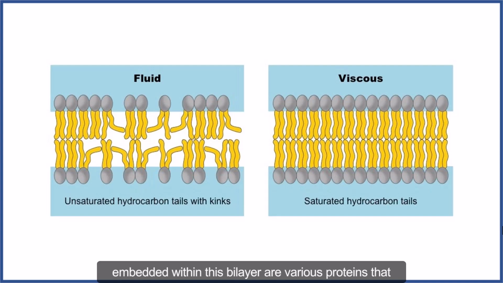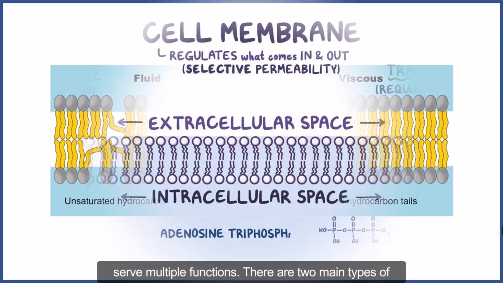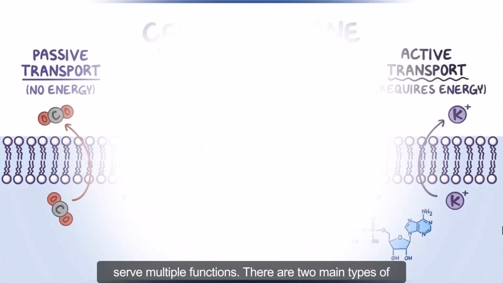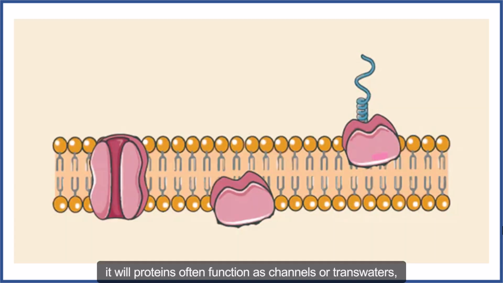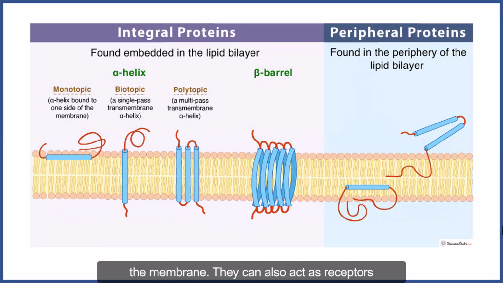Embedded within this bilayer are various proteins that serve multiple functions. There are two main types of proteins: integral proteins, which span the entire membrane, and peripheral proteins, which are attached to the exterior or interior surfaces of the membrane. Integral proteins often function as channels or transporters, facilitating the movement of ions and molecules across the membrane. They can also act as receptors, transmitting signals from the outside to the inside of the cell.